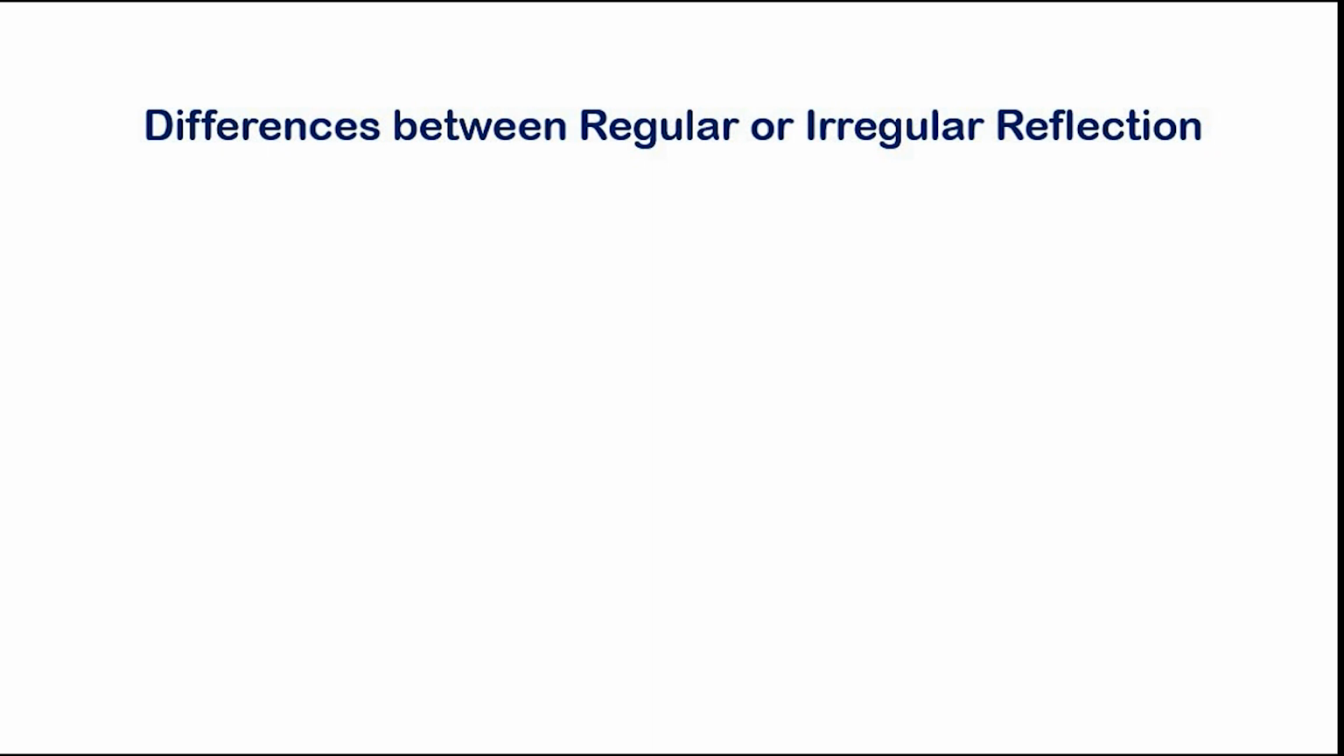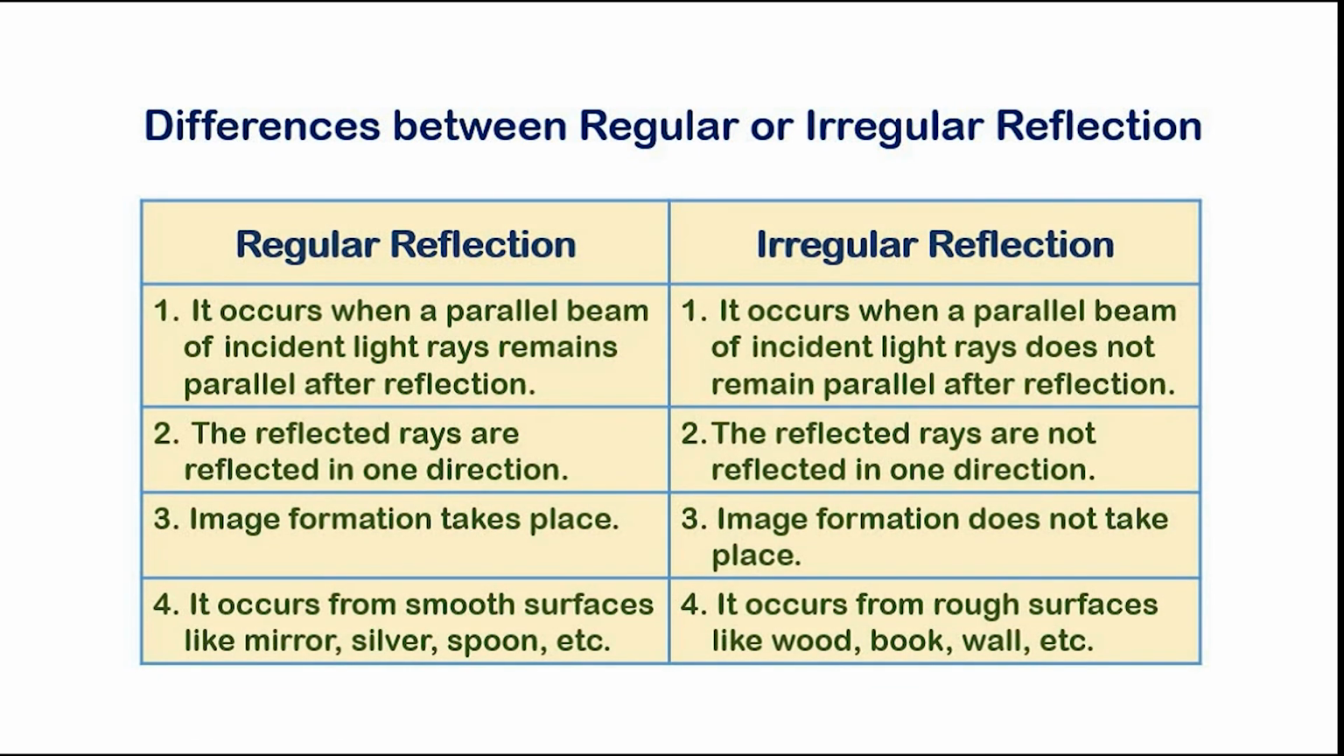Now, what are the differences between regular and irregular reflection? Let's see. 1. Regular reflection occurs when a parallel beam of incident light rays remains parallel after reflection. Irregular reflection occurs when a parallel beam of incident light rays does not remain parallel after reflection. 2. Regular reflection: the reflected rays are reflected in one direction. Irregular reflection: the reflected rays are not reflected in one direction. 3. Regular reflection: image formation takes place. Irregular reflection: image formation does not take place.